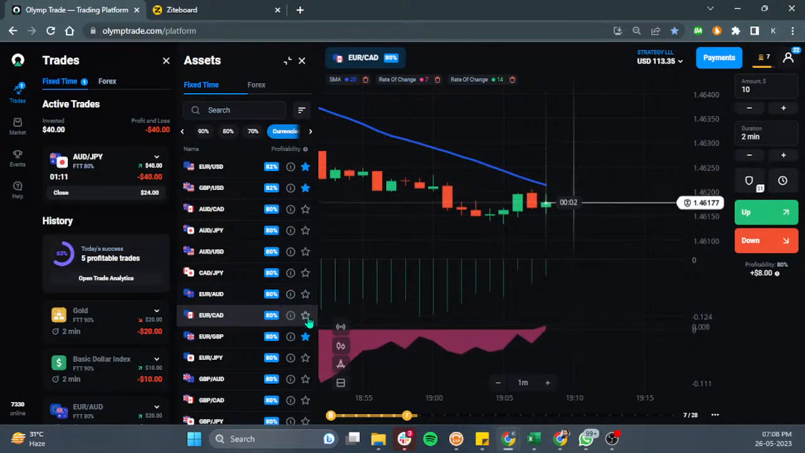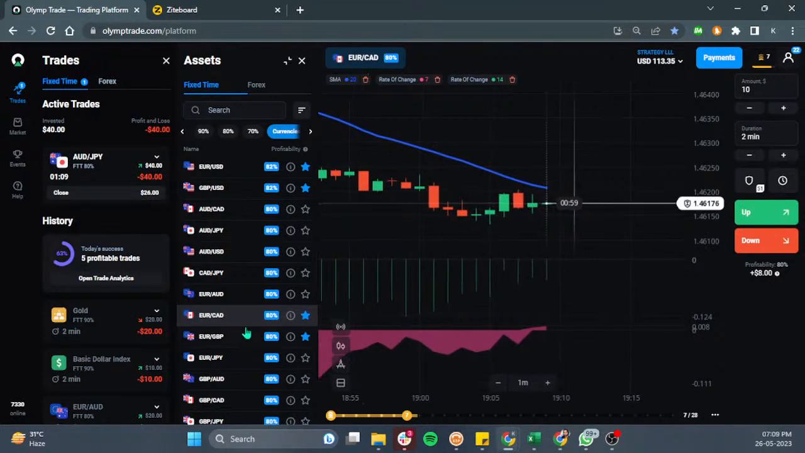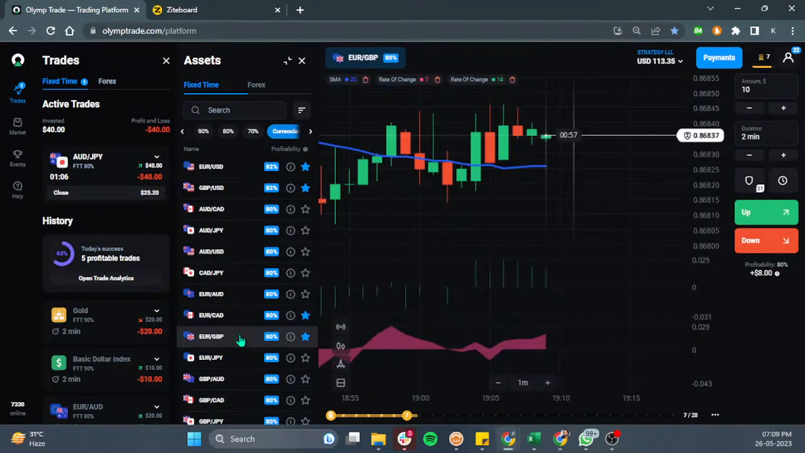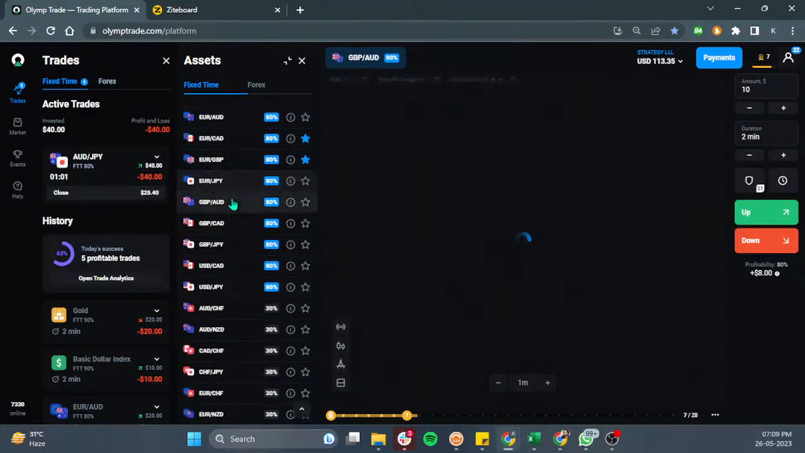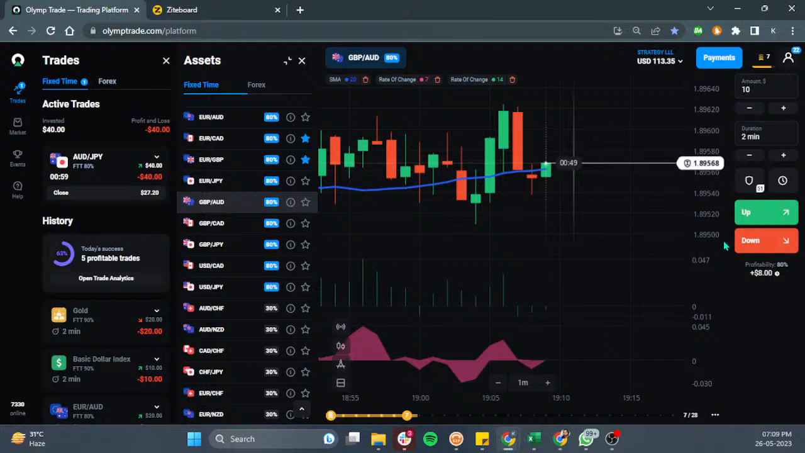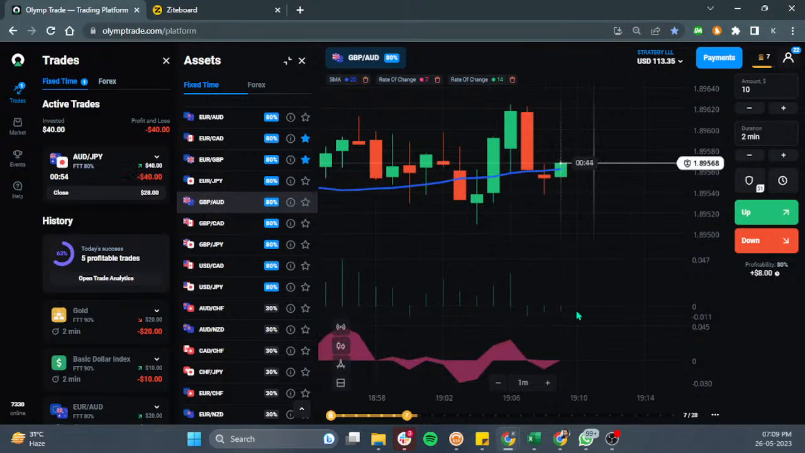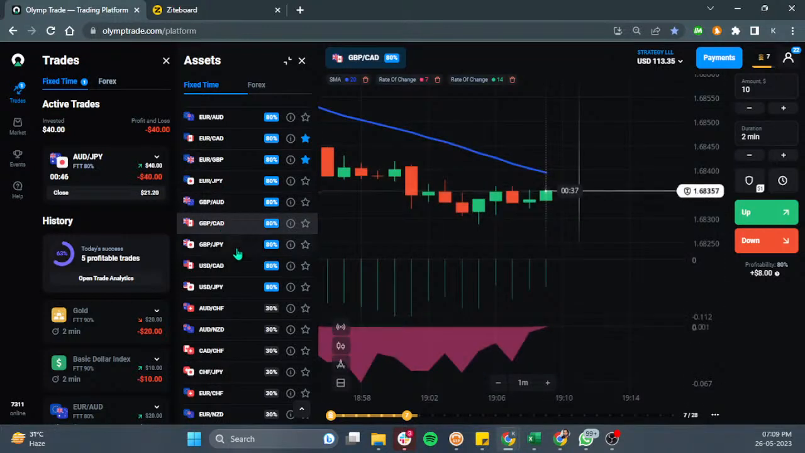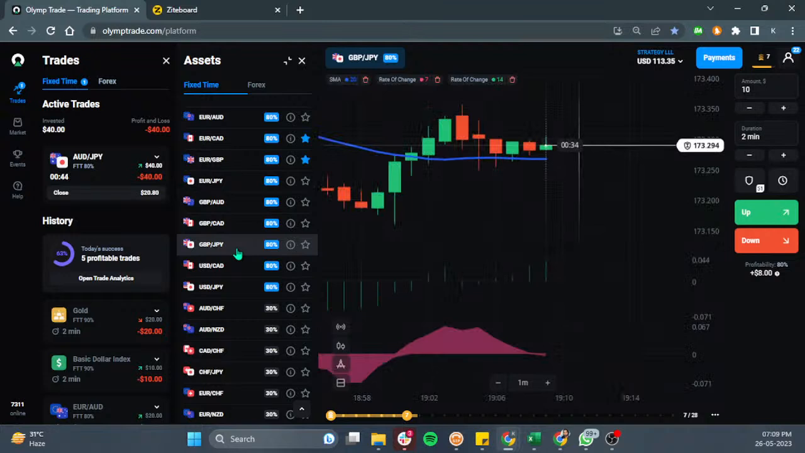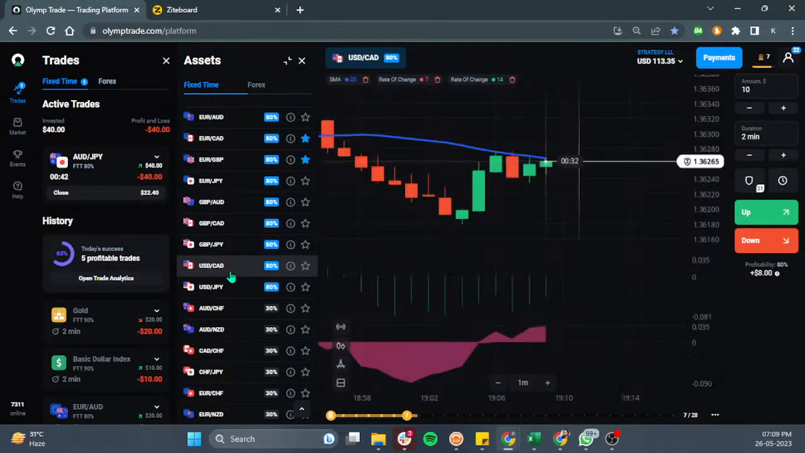Let me put a star on this one because there's a possibility that we might get to open a trade on this one. Let's see. Again, if you see right now, it's showing downward direction. So I'm not opening a trade on this asset in particular right now. Mm, I don't think we can open on this one either.